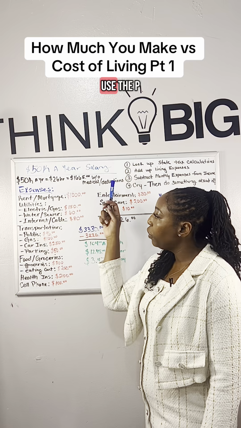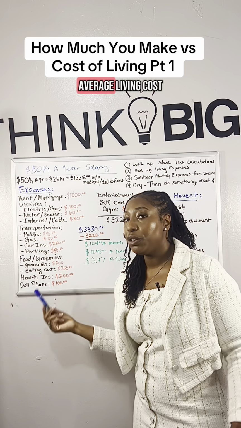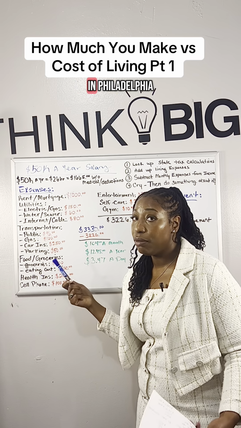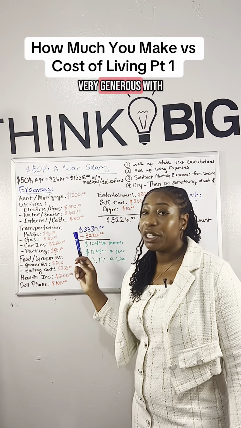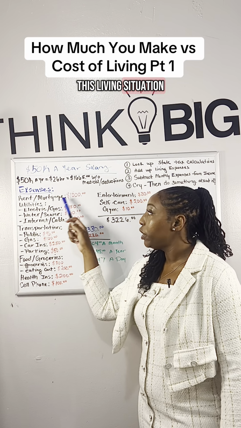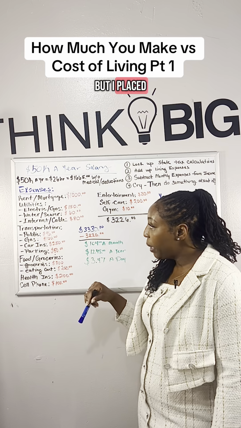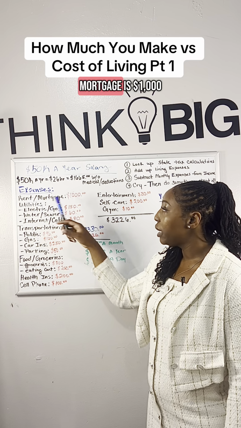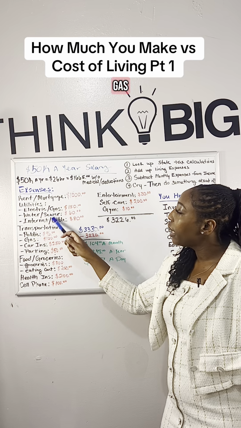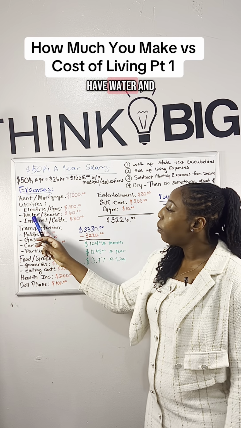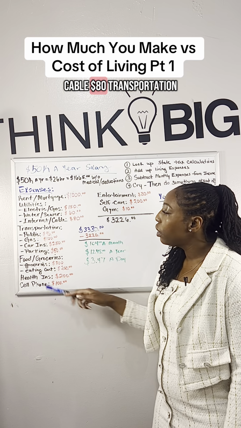Since we're in PA and we use the PA calculator, we're going to do expenses based on PA. So this is how much the average living costs in the Philadelphia, Pennsylvania area. Now, I was very generous with this living situation because I don't know too many people that have a rent or mortgage around $1,000. But I placed it at your rent/mortgage is $1,000 a month. From there, you have your utilities. You have electric, gas, which is at $150. You have water and sewer at $60. You have internet, cable, $80.